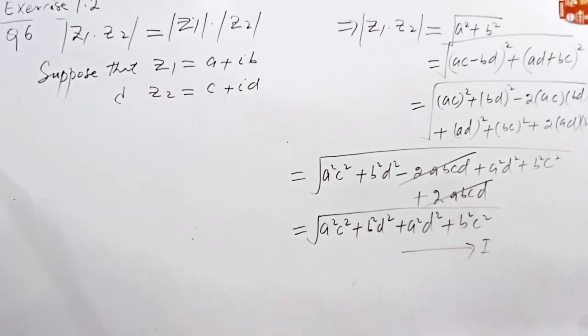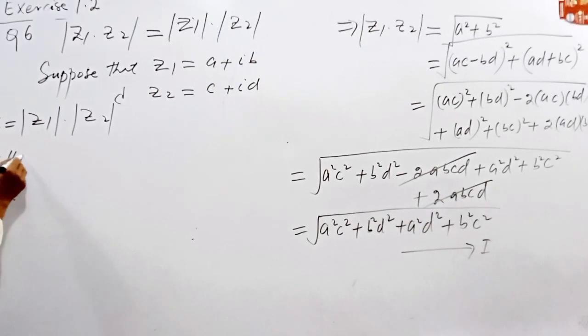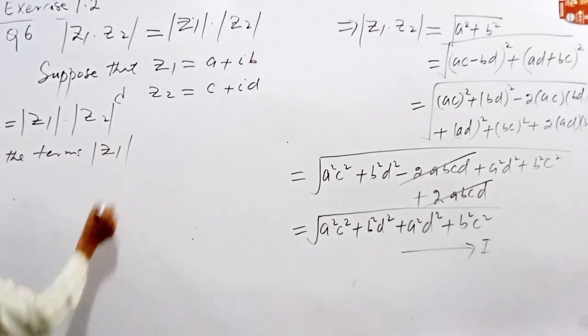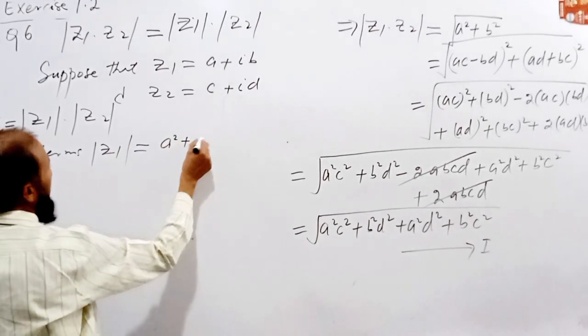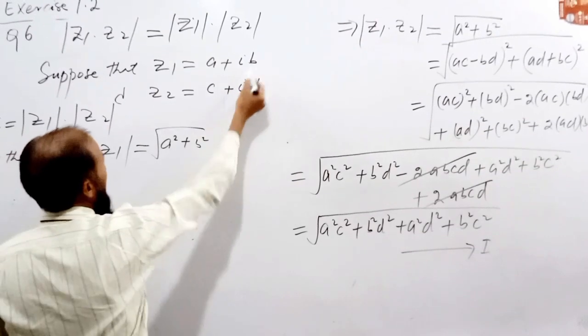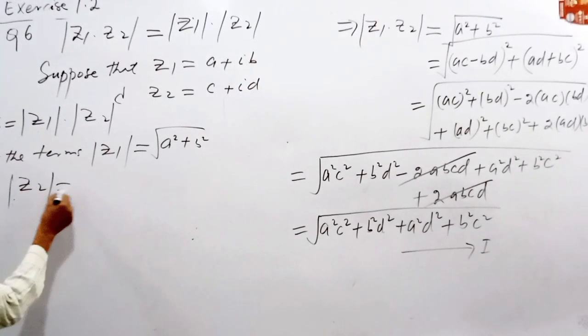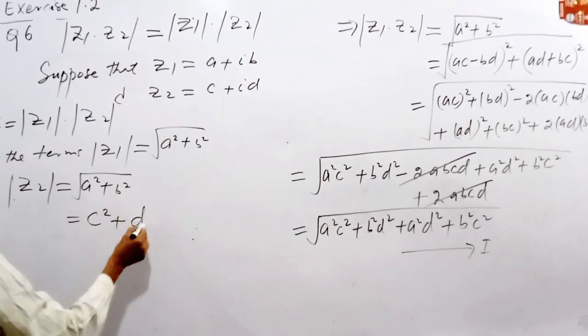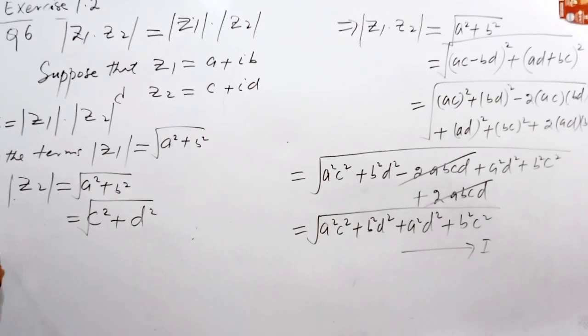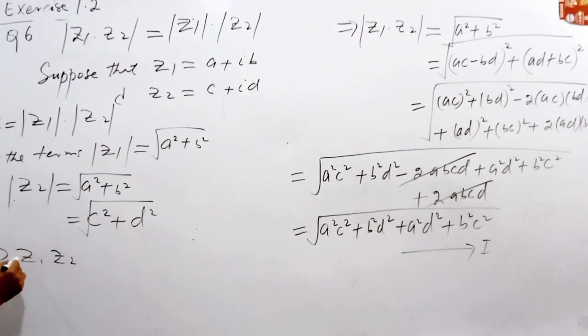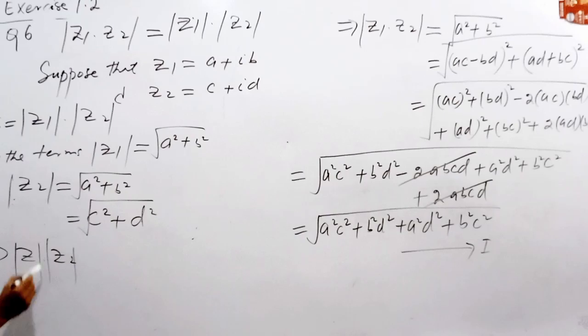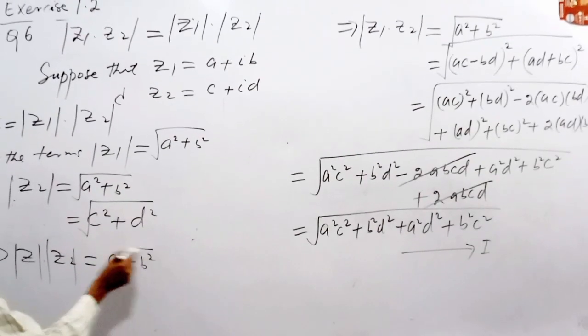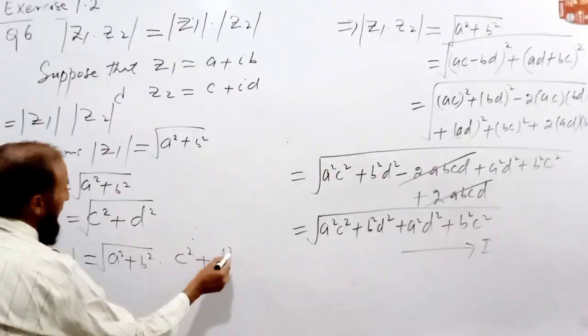Now we take the right hand side, which is the absolute value of z1 and the absolute value of z2. First of all, consider the term absolute z1. According to the formula, it is square root of a square plus b square. Similarly, absolute z2 is square root of c square plus d square. Now the product of these two terms: square root of a square plus b square into square root of c square plus d square.